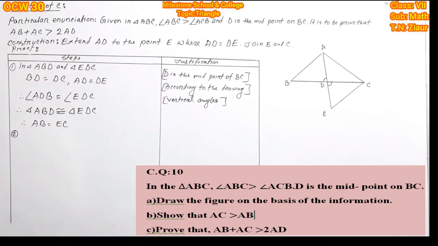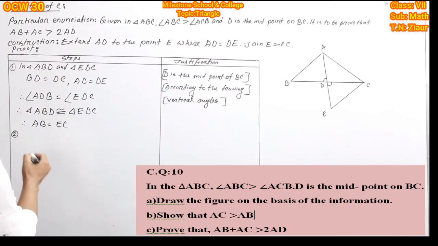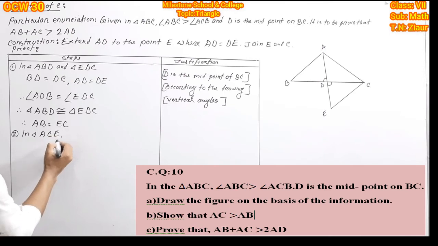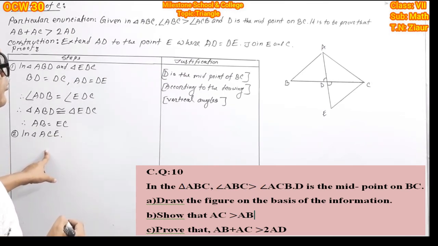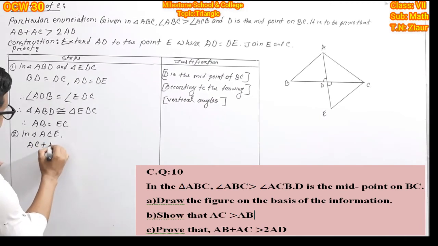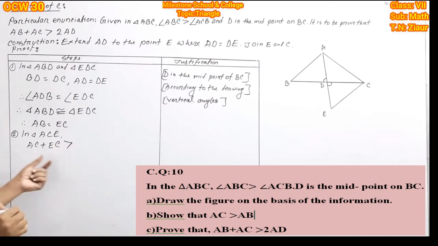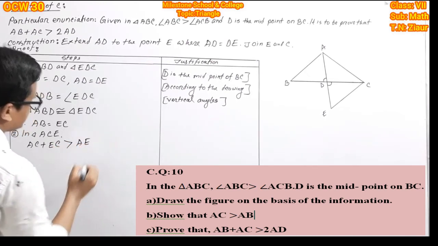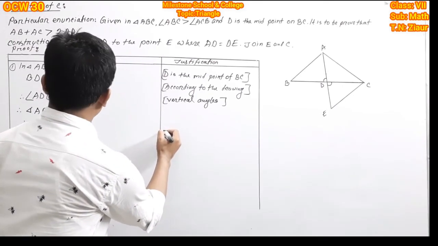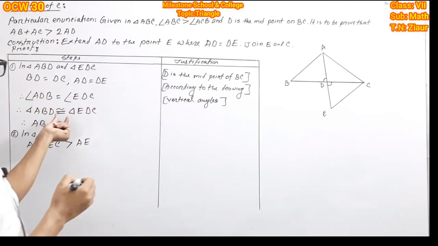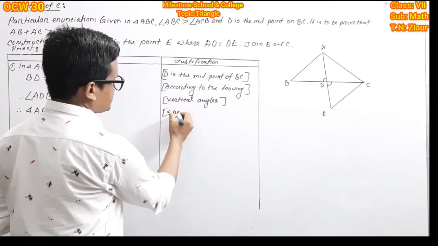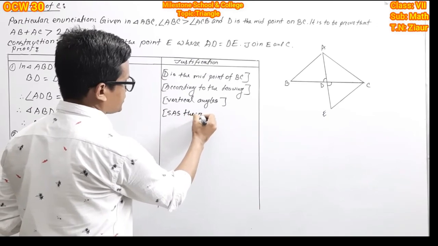Okay, so what will we write now? So in triangle ACE we can write AC plus EC greater than AE. We can write like this. Why is it? Because of the sum of two sides. Okay, now we can write here, when we write this congruent, side angle side theorem, or SAS theorem. Okay, as a SAS theorem we can write this one, students.